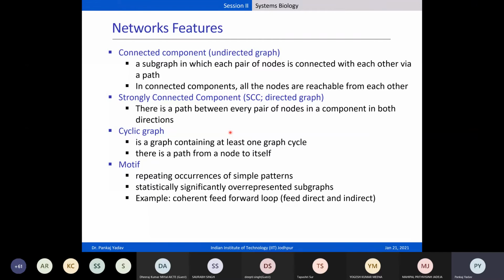Okay, so there are some other additional features of networks. One is called the connected component. In the case of an undirected graph, it basically represents a subgraph in which each pair of nodes is connected with each other via a path. So there exists a path between each and every pair of nodes.